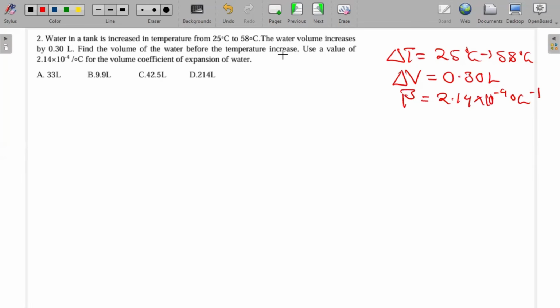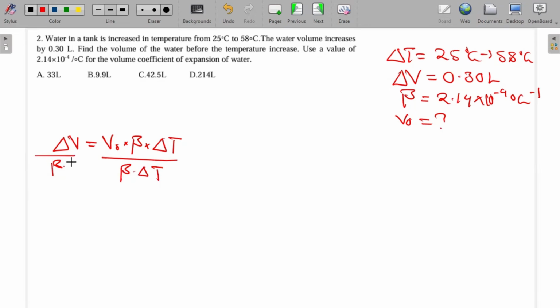So for volume expansion, the formula is: change in volume is equal to initial volume multiplied by the coefficient of volume expansion multiplied by the change in temperature. We've been given everything else in this question except the initial volume. This is what we don't know. So we are going to make our initial volume the subject of the formula. I'll divide both sides by beta multiplied by delta T. That means my initial volume of the water will be equal to the change in volume divided by beta multiplied by delta T. So this is the formula that I'm going to use to calculate the initial volume.